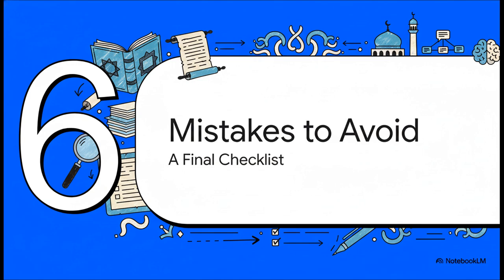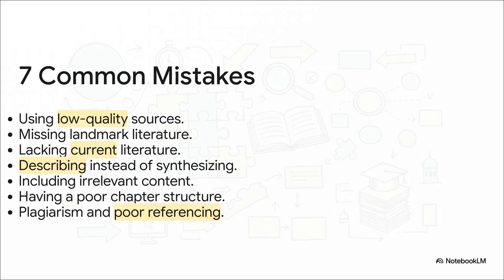We are in the home stretch of our quest. Before you hit that submit button, let's just do a quick run-through of the most common traps people fall into. Here they are, the 7 deadly sins of the literature review. Look familiar? We've touched on all of these: using weak sources, missing the big names, only using old research, just summarizing, going off on tangents, having a messy structure, and of course, plagiarism. Just use this as a final checklist before you turn your work in.